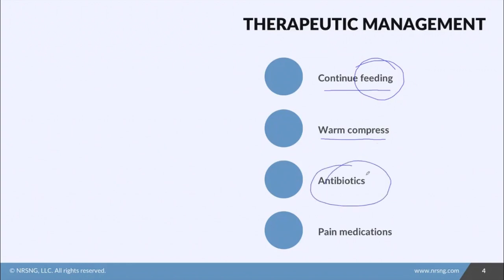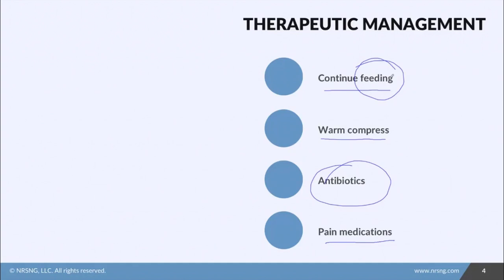Antibiotics. So this is a must, right? Because it's a bacterial infection. So she's got to take her antibiotics however they're prescribed for her. And then also some pain medications, so ibuprofen, things like that, just to help with that discomfort. And you're just going to need to make sure you educate on all these things. So continue feeding, the warm compresses, antibiotics, and pain medicine.